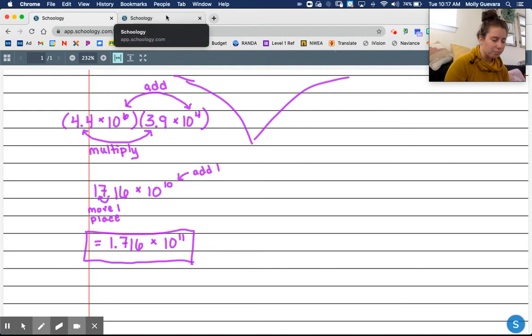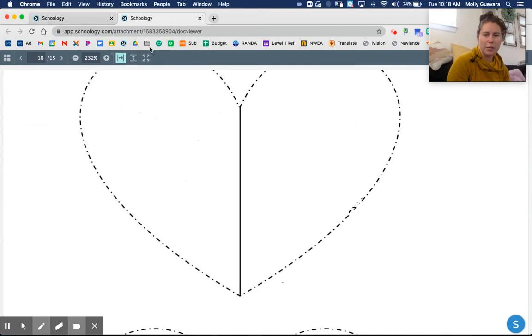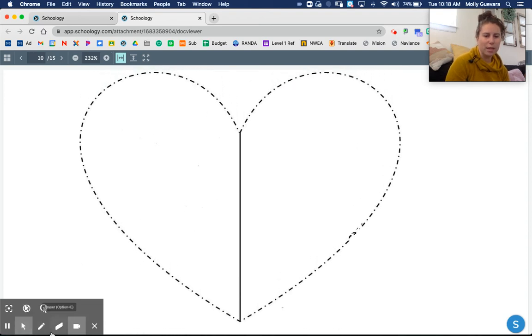Okay. So the next one then that we're going to do is we're going to do dividing. Okay, so we're going to write on the inside of the dividing heart now. Dividing is pretty much identical. We're going to use the same heart. Okay, so hopefully nothing too crazy here. I'm going to change up my color since it's a different foldable.